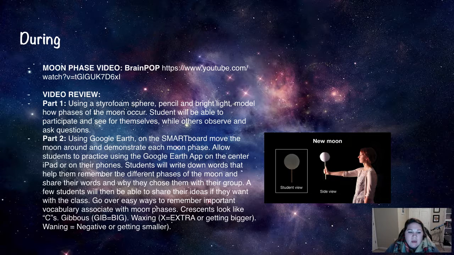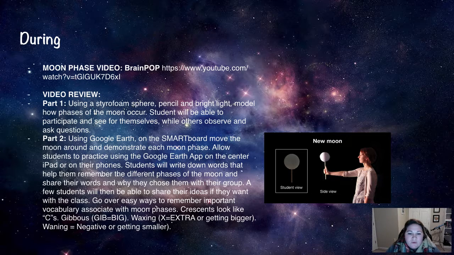After we do that a few times, then we can kind of transition over to more technology. And using Google Earth, students can go on the smartboard or the classroom iPads or their iPhones or whatever they have and use the Google Earth app to kind of manipulate the Earth and the moon and play and see what kind of different phases they can come up with there.